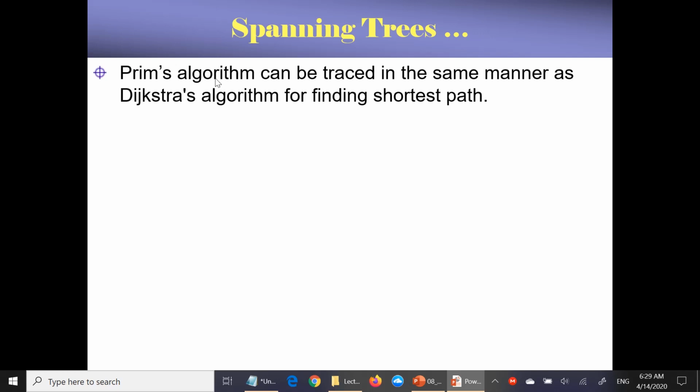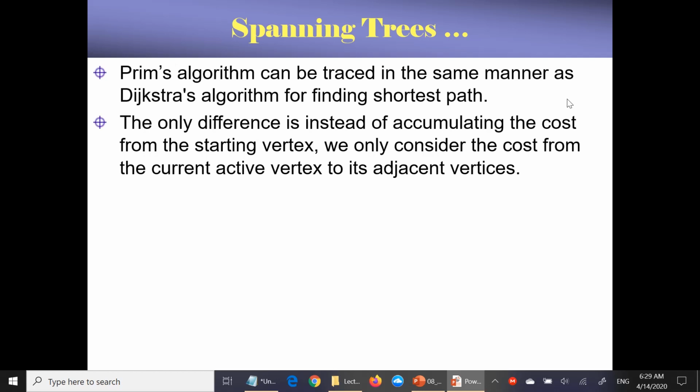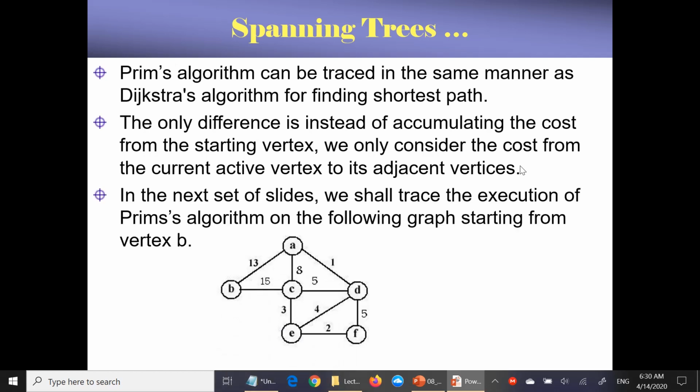Okay, that's what we are saying here, that Prim's algorithm can be traced in the same manner as Koskas algorithm for finding the shortest path, which we studied in the last lecture. The only difference is that instead of accumulating the cost from the source vertex or the starting vertex, we only consider the cost of the current edge, from the current active vertex to its adjacent vertices. We will see this in detail in the next set of slides.